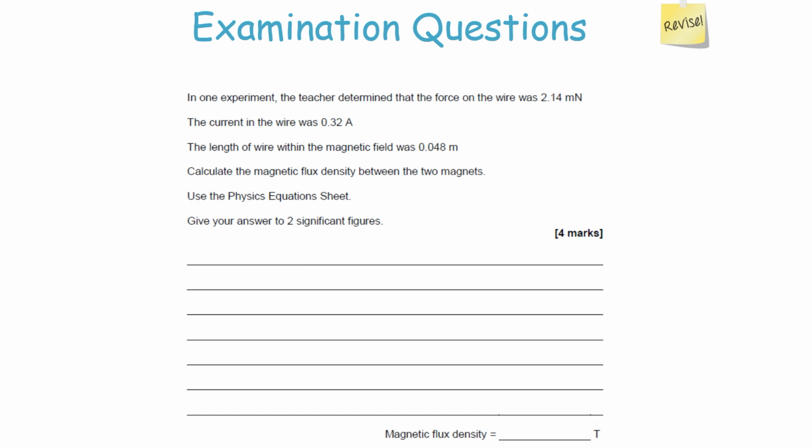Right, if you look on your physics equation sheet, you'll see that force is equal to magnetic flux density B times by the current I times by the length of the wire in the field L. Now we've got L, we've got I, and we've got F, and so therefore we can work out B. But remember, with F it's in millinewtons, so you have to convert that into newtons by timesing by 10 to the minus 3, dividing by 1000.